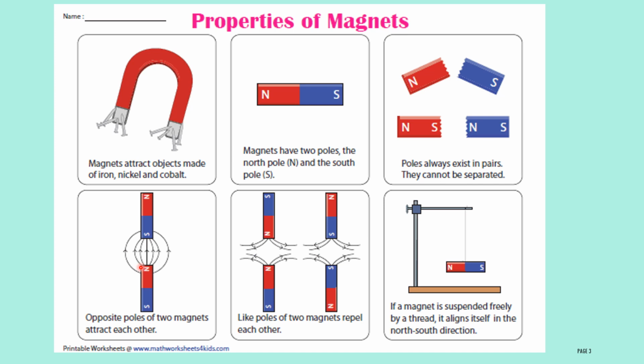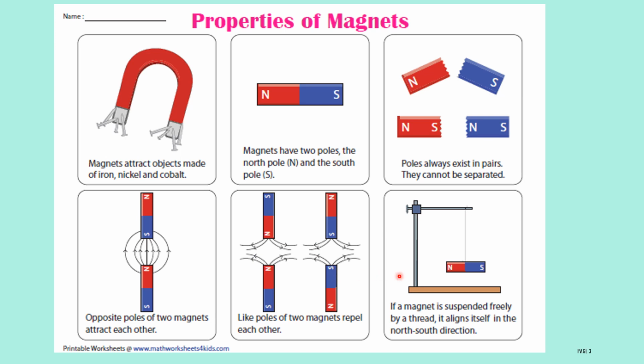Fourth property of a magnet, opposite poles of two magnets attract each other. Opposite poles means south pole and north pole; they will attract each other. Next property, like poles of two magnets repel each other. Like poles means north and north, or south and south poles of magnets, they will repel each other.